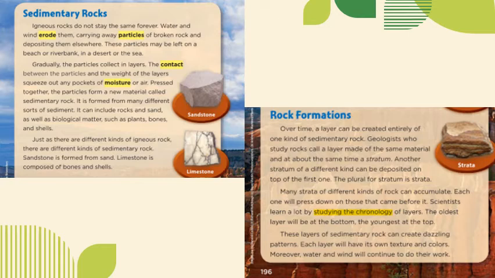Scientists learn a lot by studying the chronology of layers. The oldest layer will be at the bottom, the youngest at the top. So, through the number of the layers, they can know the age of the layer, because the oldest is the one at the bottom and the youngest, or the newest we can say, is at the top. These layers of sedimentary rock can create dazzling patterns. Each layer will have its own texture and colors. Moreover, water and wind will continue to do their work.